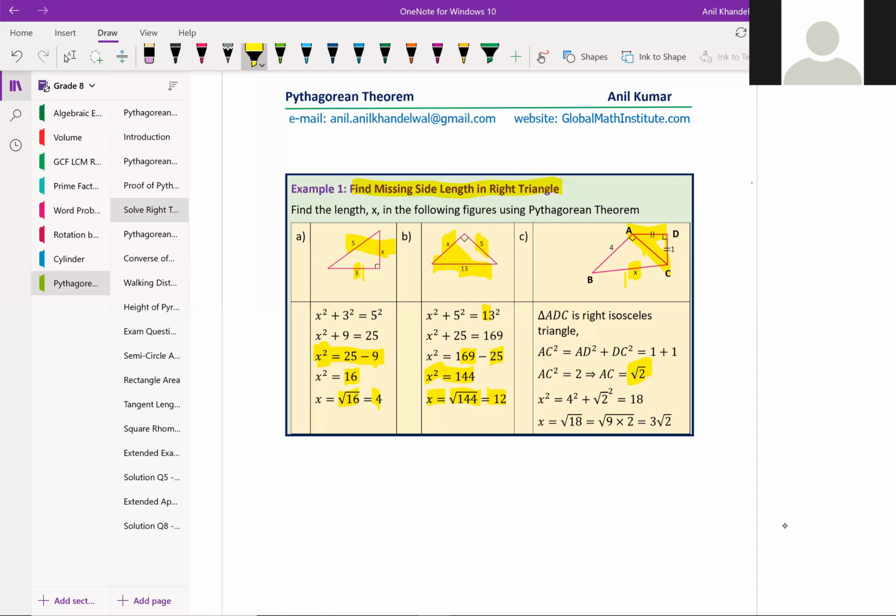So we can always say square root 2 times 1 in this case, that becomes AC. And of course, we are interested in the longer side, so the sum of squares of the other two. 4 square plus square root 2 square gives you the answer for x square. You square root and write down your answer in the radical form, 3 square root 2. Okay? So that is how we are going to solve triangles.